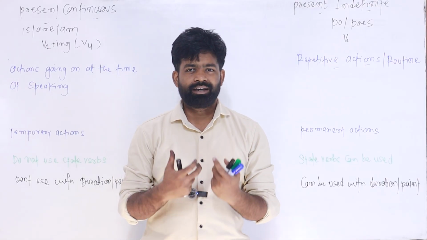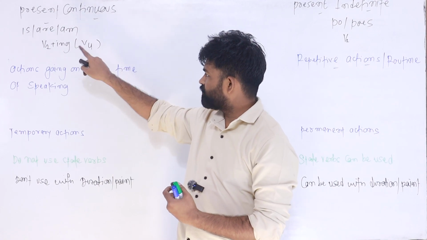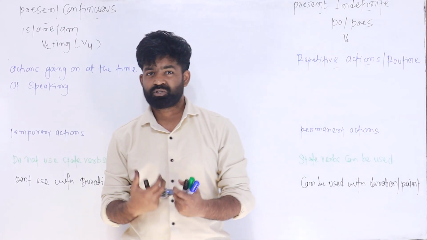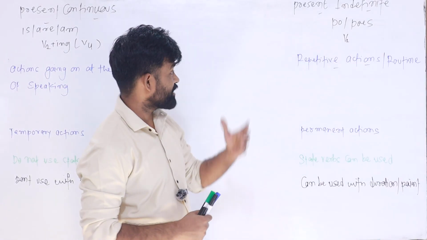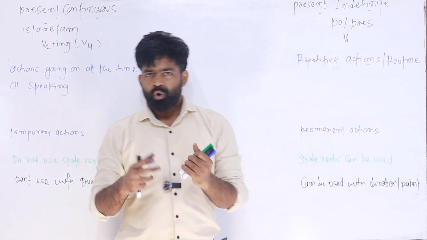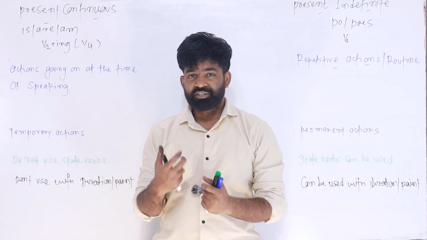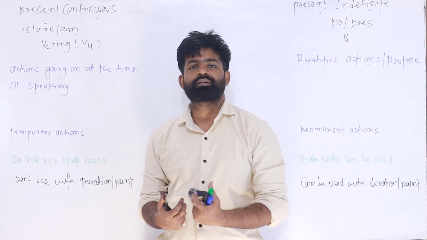Now let us talk about the main verb. With present continuous, we are going to use the fourth form of the main verb, that is also known as first form plus ing. And with present indefinite, we are going to use the first form of the main verb. Now let's start with the first difference between present continuous and present indefinite.